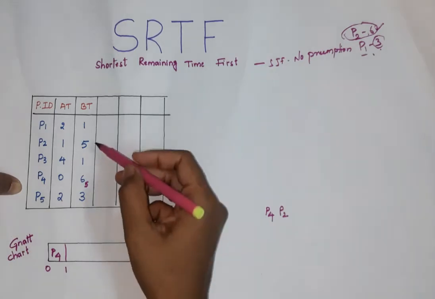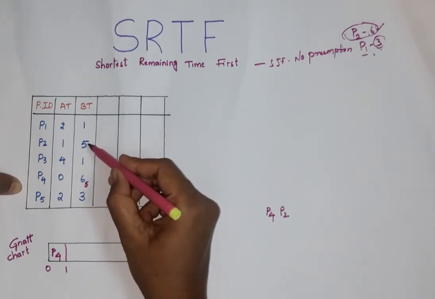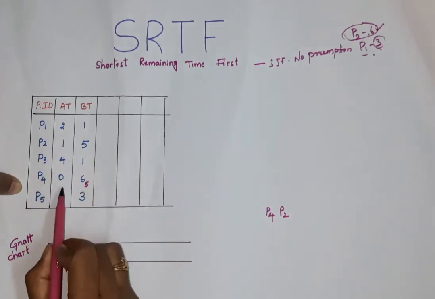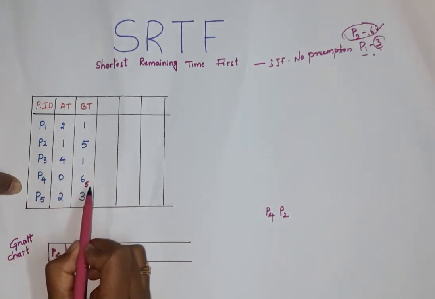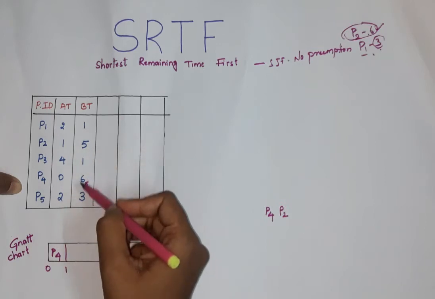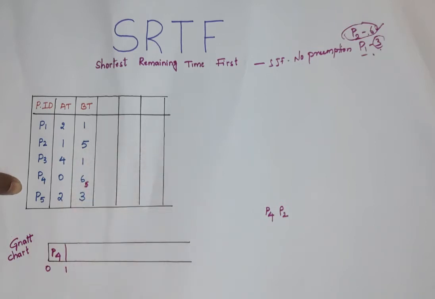So let us see the burst time. What is the burst time of P2? 5. And what is the burst time of P4? It is also 5. So those two processes have the same burst time. Then which one has to be taken? You have to check the arrival time. Whichever process came first, that process will be given the CPU.